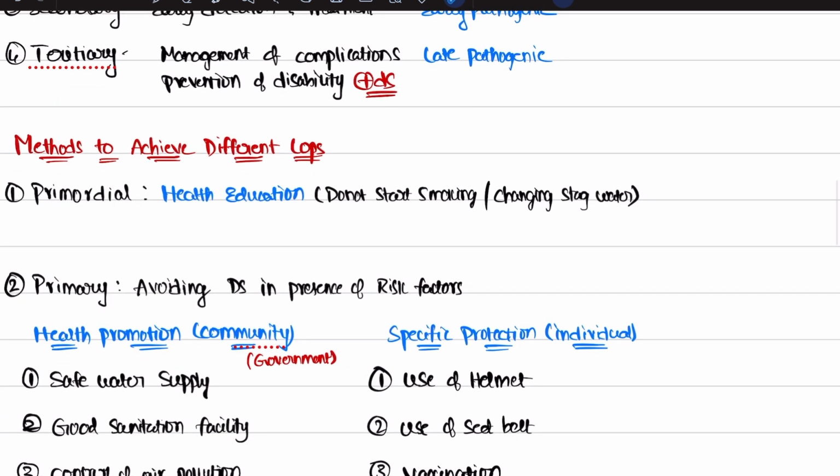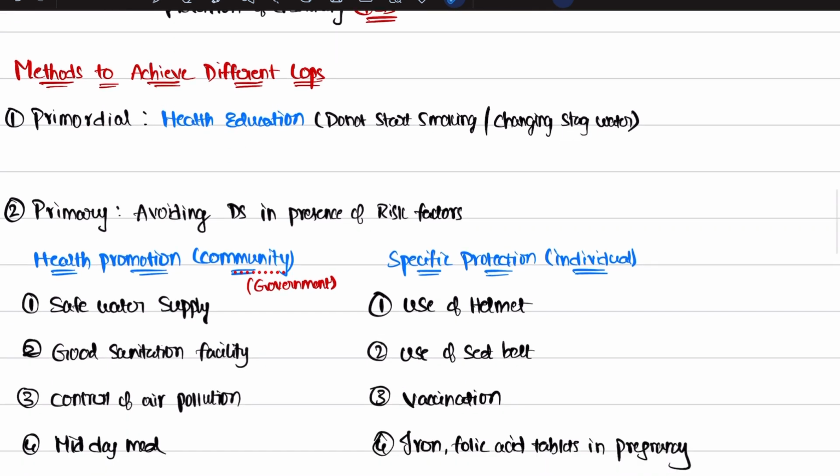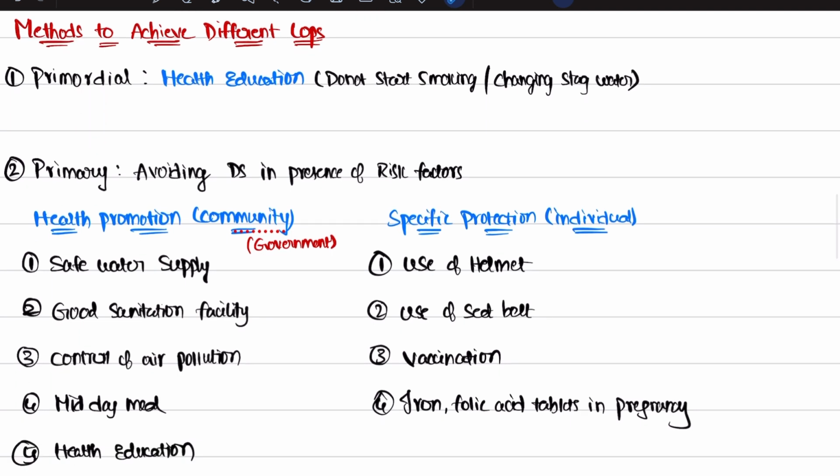So how are we going to achieve it? Primordial is by health education. If we educate the kids not to start smoking, that comes under the primordial. If we ask the lady to change the water in the cooler every day, it comes under the primordial. So here no risk factor is present, but in primary the risk factor is present. So by addressing the risk factor we are avoiding the disease. It is primary. Under primary there is health promotion and specific protection.